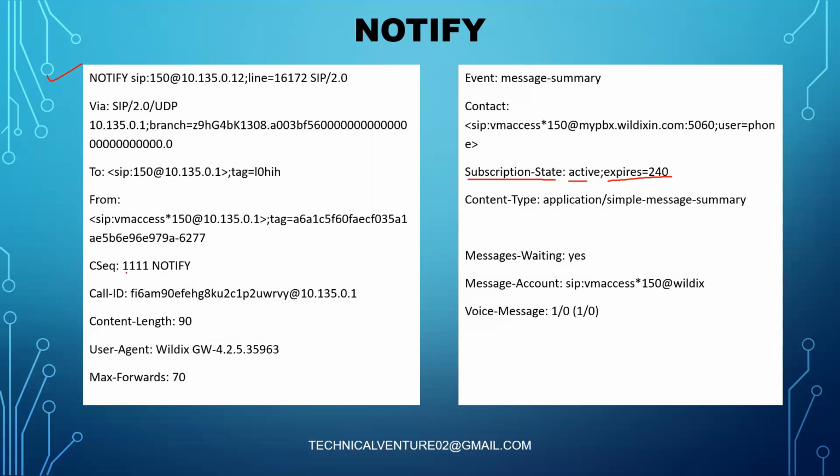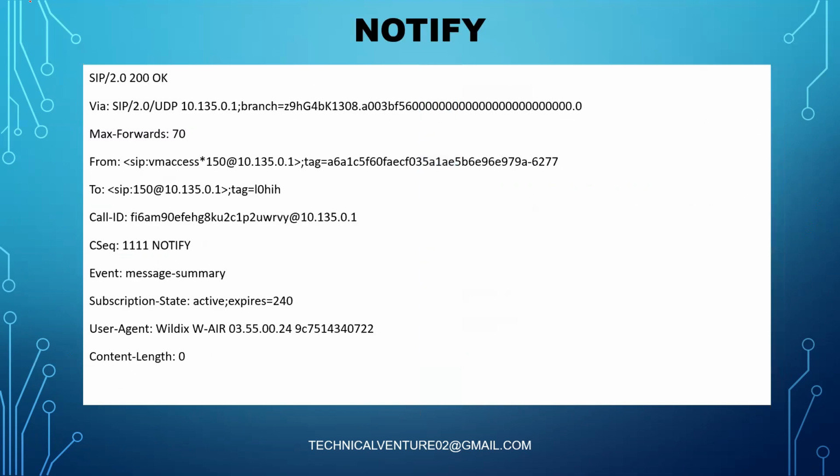And this 1111 NOTIFY is the best way to identify whether this CSeq number is for this notify. Once you get a response of 200 OK, you will get the same CSeq number on that 200 OK, so that you can identify this 200 OK is for this notify, where CSeq is 1111 NOTIFY. Just like this one here, the SIP 200 OK message, and under it CSeq 1111 NOTIFY, right?